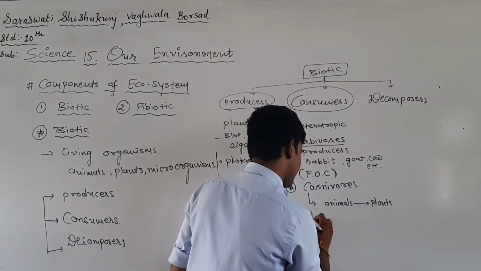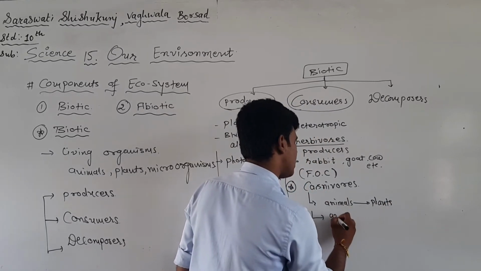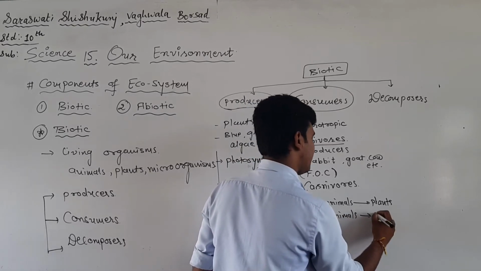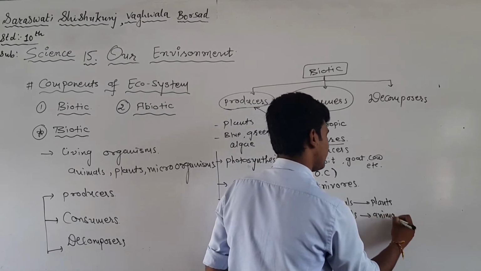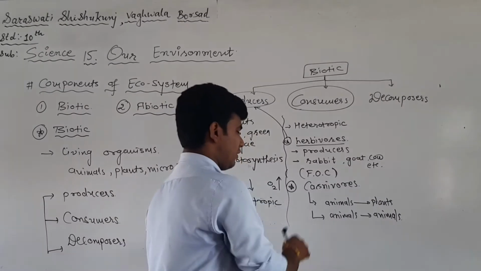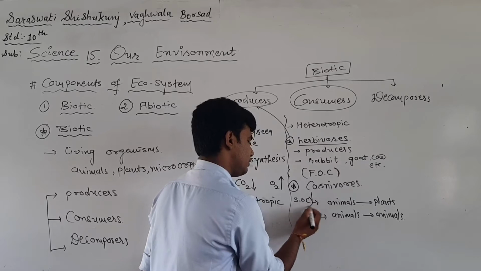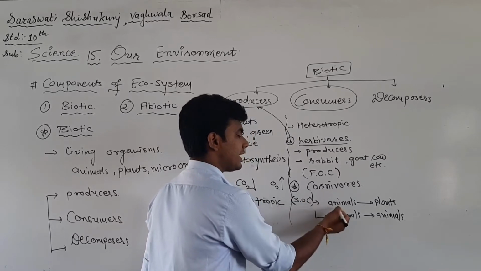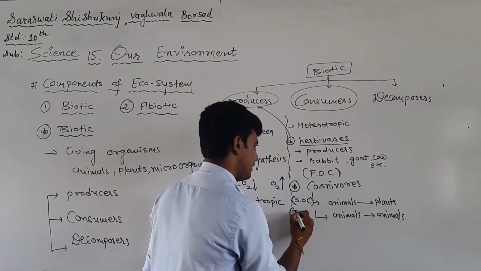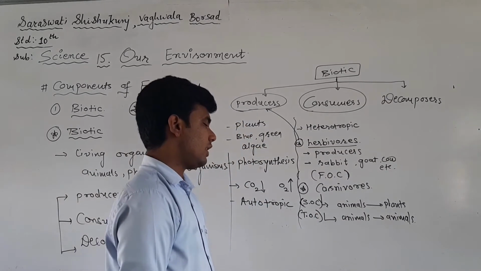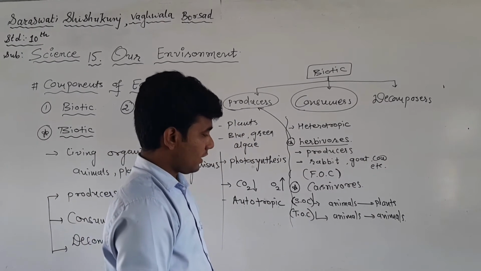There are also some carnivores that depend on animals, and these animals are eating other animals. So according to that, we can say that this is our second order consumer. What is it? This is our second order consumer, and this one is our third order consumer.